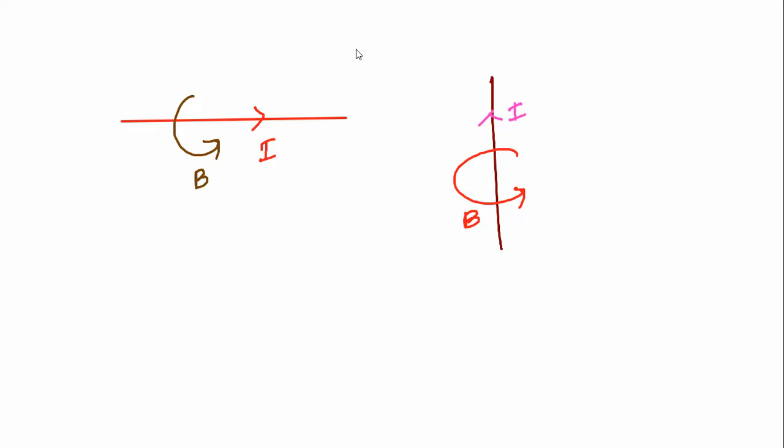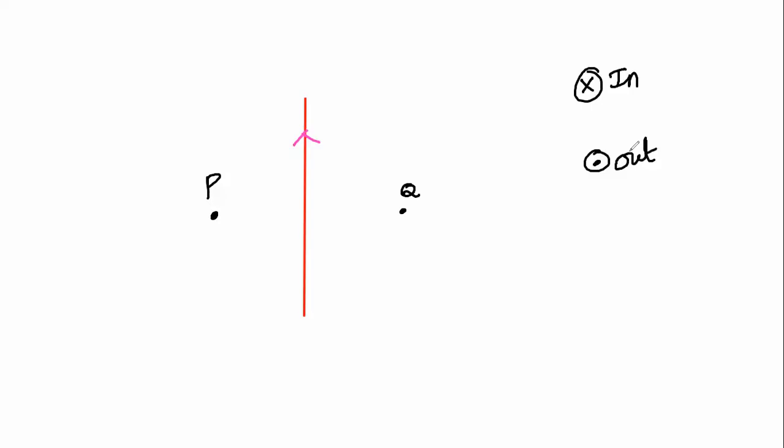Let us suppose a straight conductor is there, and current is flowing in it. We have to hold this straight conductor like this. Then we take the magnetic field at the point P and at the point Q. Inward magnetic field is represented like this, in. Outward magnetic field is represented like this, out.